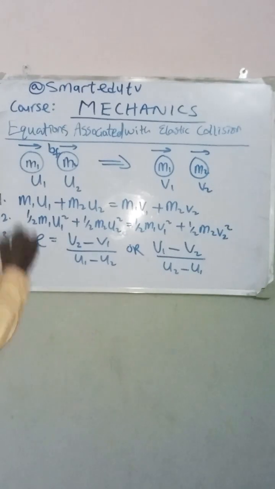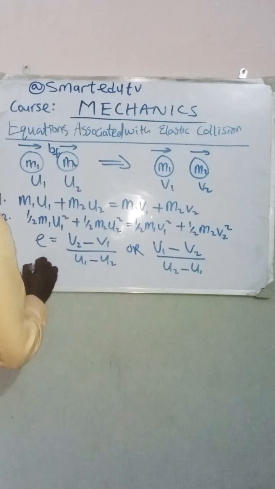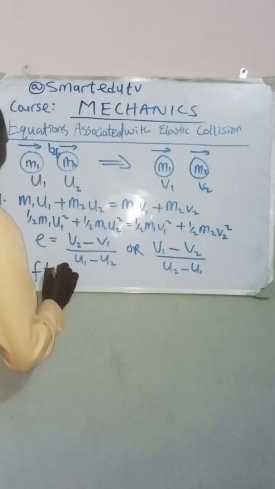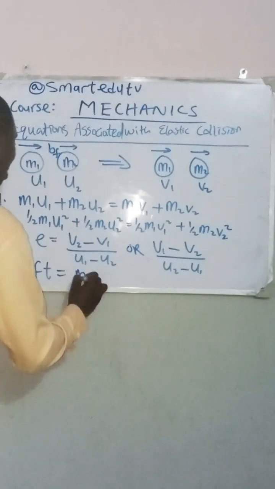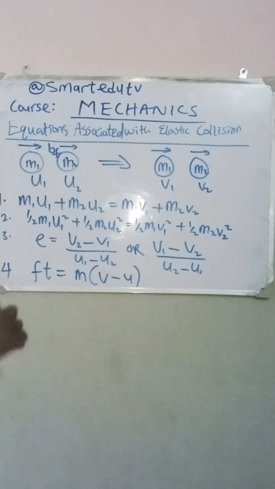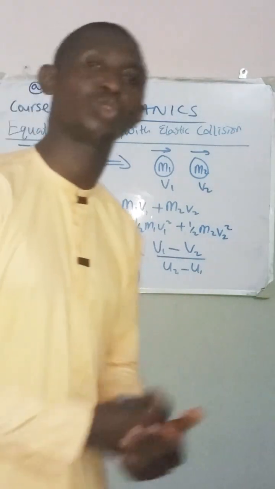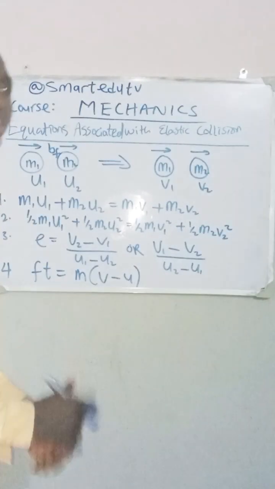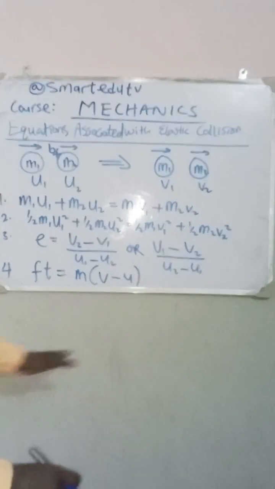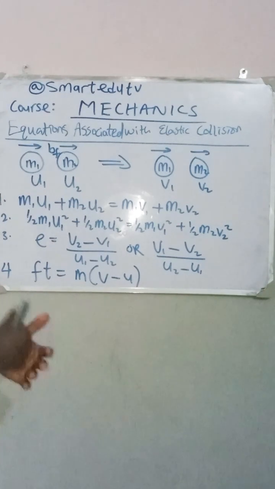And the fourth one talks about impulse. Impulse, which is the product of force and time, is given as mass multiplying change in velocity, that is V minus U. So these are the four equations that we are going to be using to solve any problem that involves collision.